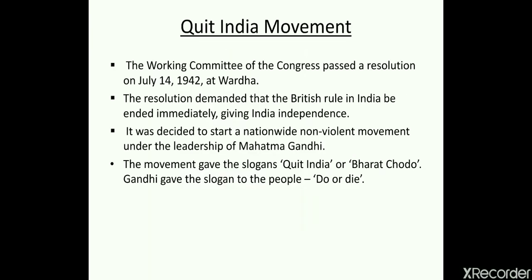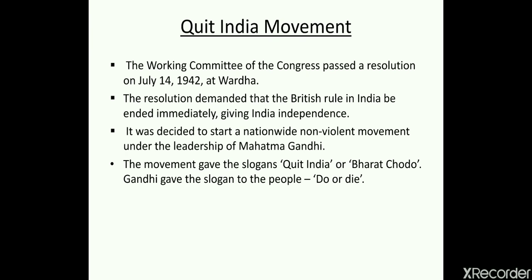Quit India, as the name suggests. The Indian nationalists, the Indian leaders, and the masses started demanding that the Britishers quit India. Therefore, this movement is known as the Quit India movement. The Working Committee of Congress passed a resolution on July 14, 1942 at Wardha. The resolution demanded that British rule in India be ended immediately, giving India independence.